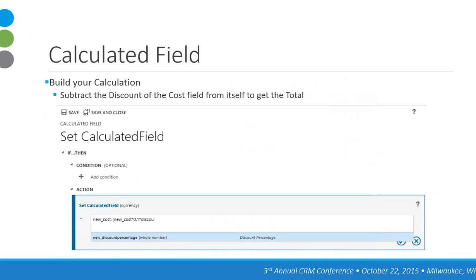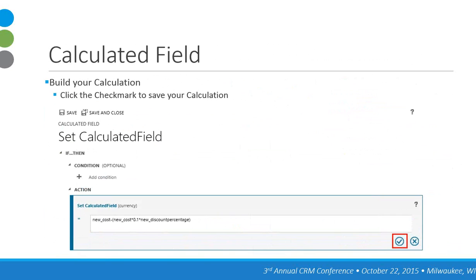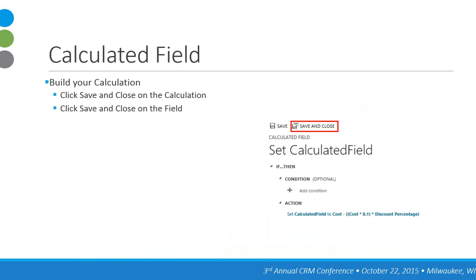So we'll take the new cost minus and then a parenthesis, and then we find the cost field again, and then we simply multiply that with an asterisk symbol. And then that should be 0.01 there. Sorry about that typo. And then we multiply that again by the discount percentage field. So we start typing discount to find the discount percentage in the drop-down list. And then we have our full calculation. We just hit the check mark to save that action. And then we can save and close this calculation, and then we can save and close the actual field itself as well.